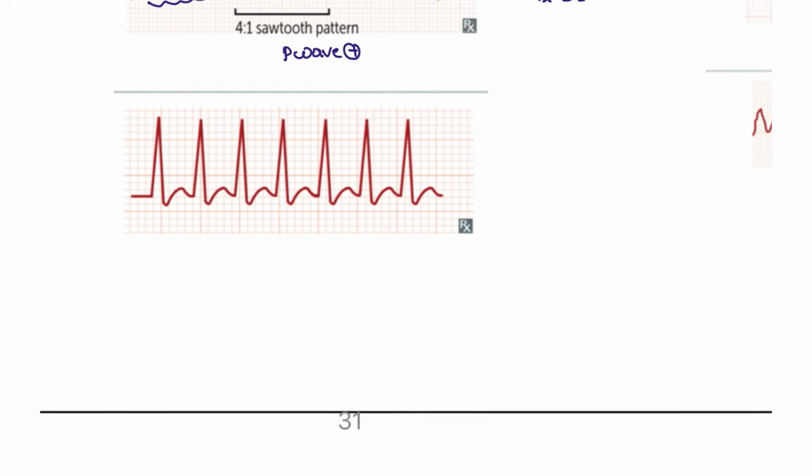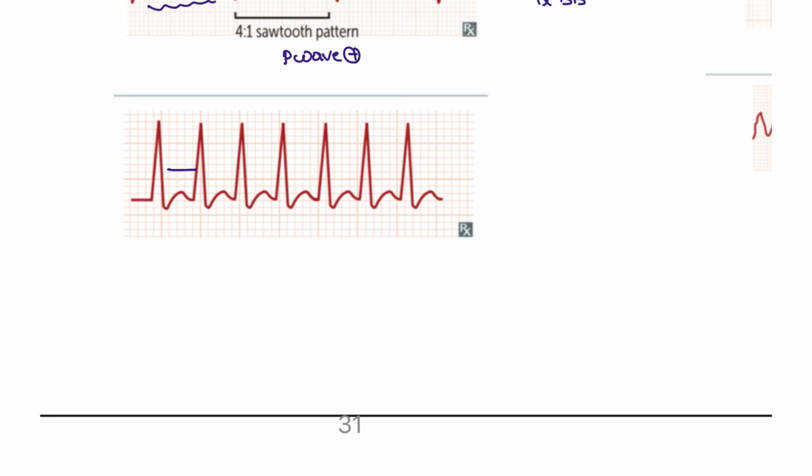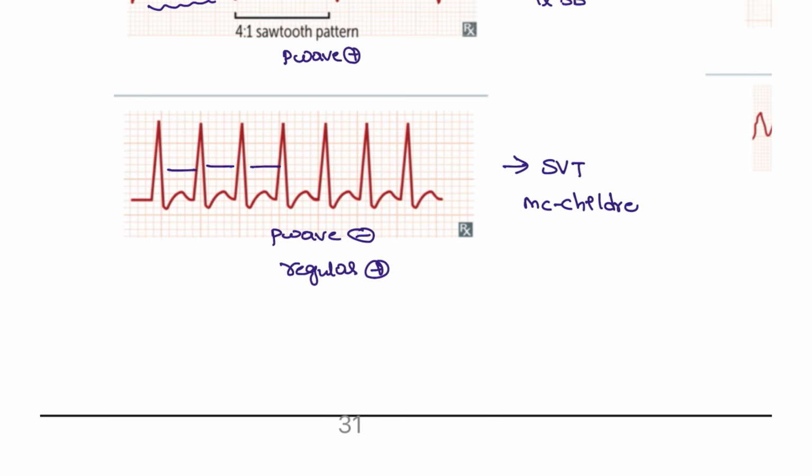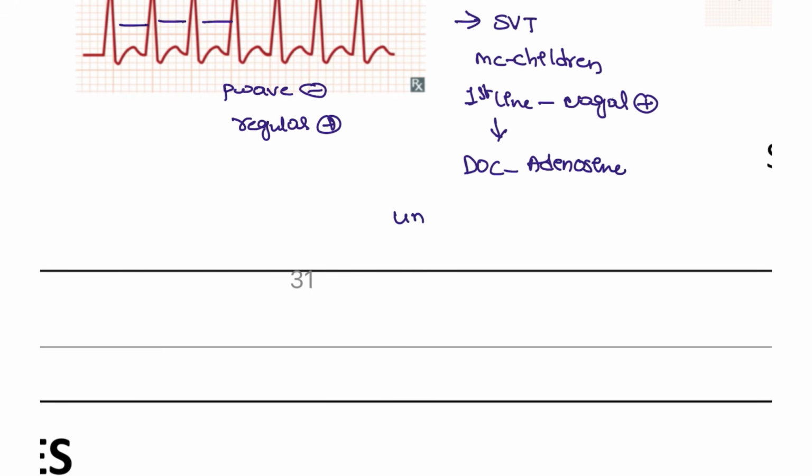Okay. Next condition that you can see, this patient has a regular interval, right? It is regular, but the P wave is absent. This condition is known as supraventricular tachycardia, most commonly seen in children. For this patient, the first line is vagal maneuvers that we are going to perform. If it is not controlled, then the drug of choice for this patient is adenosine. And if the patient is unstable, then again we go for the cardioversion.